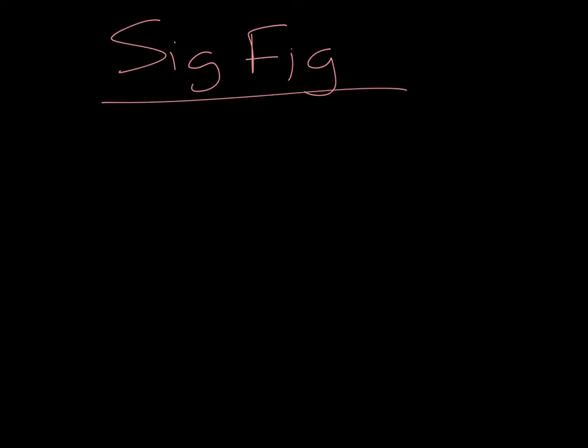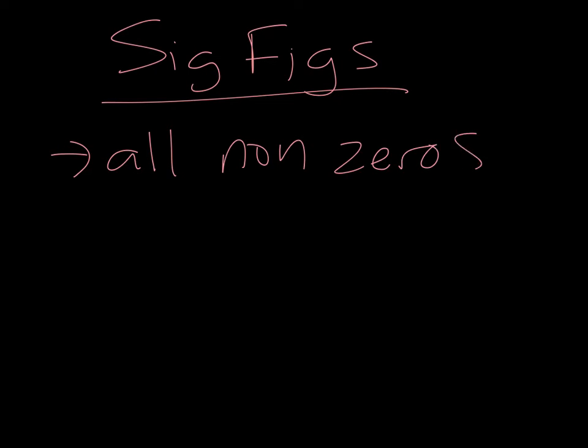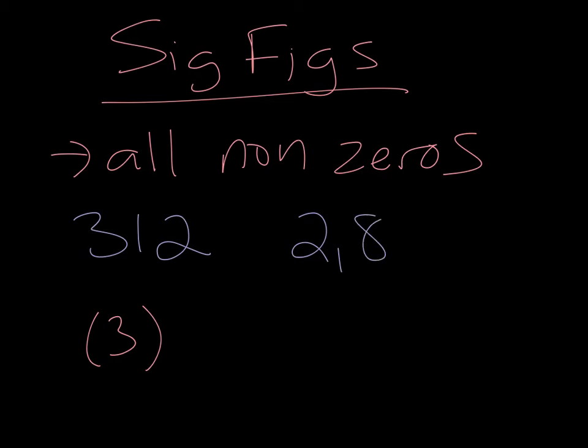So what you need to be able to do here is recognize significant figures. So we're going to go over what figures are significant and which ones aren't. So all non-zeros are significant. So if I had, for example, 312, that would be three significant figures because I have three numbers that are not zeros, so 3, 1, and 2. If I had 2,867, that would have four significant figures. So everything that is not a zero is a significant figure.